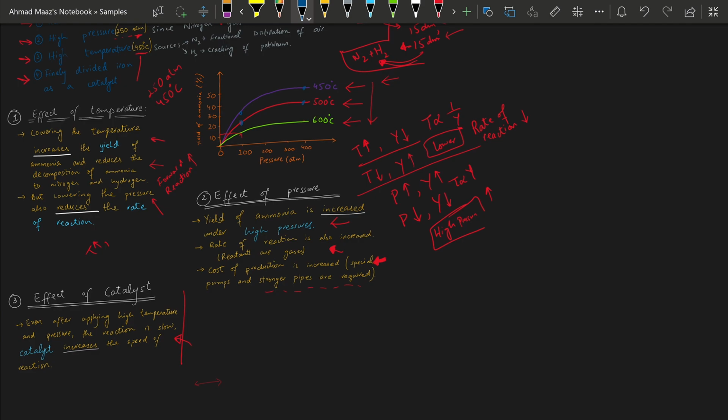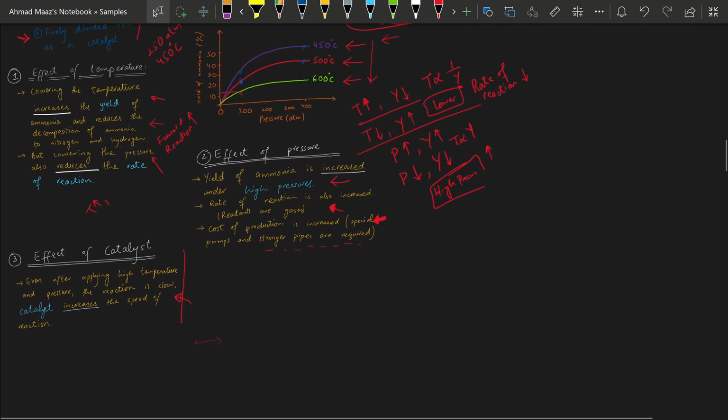So the yield increases when we increase the pressure, but again when we increase the pressure we need special pipes, stronger pipes and special pumps which can withstand higher pressures, which means an increased cost. So increasing the pressure will increase the yield, but the cost of production will be higher. So again we need to find a compromise between the cost and the yield to decide about the pressure.